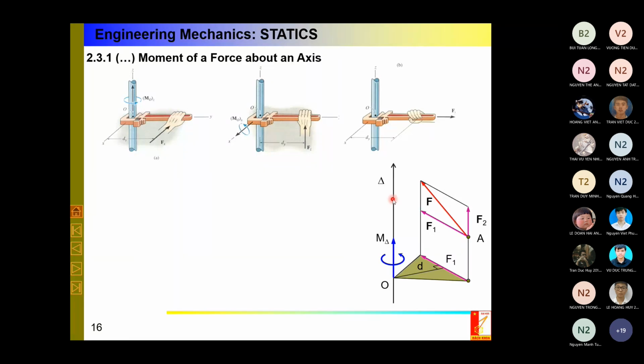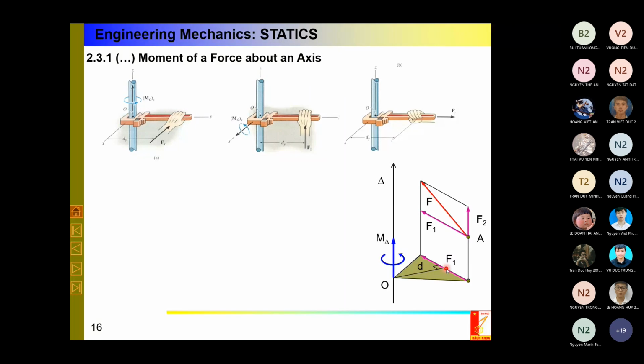And now I want to calculate the moment of force F above delta. It means I want to calculate the tendency that the force will give to the body to rotate, the tendency of rotation. Okay, look at this picture. In the first one, I know the tendency of rotation quite easily. The second picture gives us the tendency of rotation above the x-axis, and this one has no tendency of rotation. Okay, so come back again to this picture. If I want to calculate the tendency of rotation above this axis, I can do something like this.